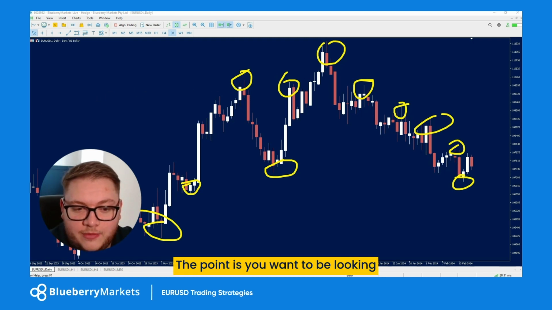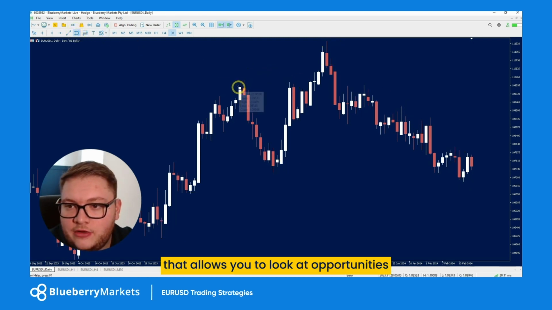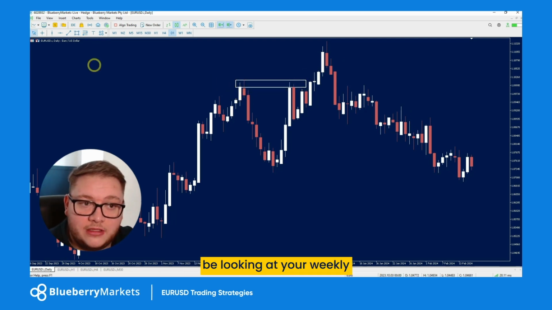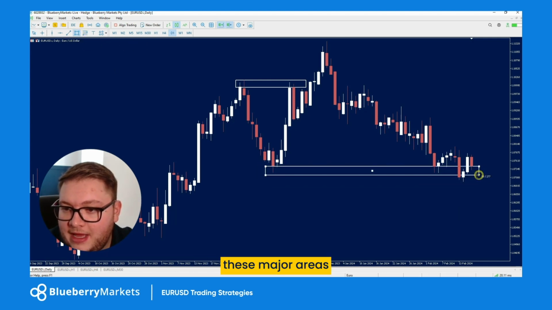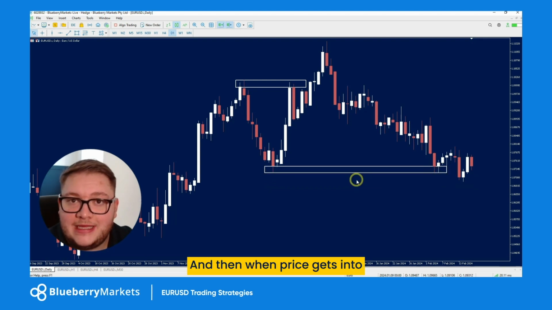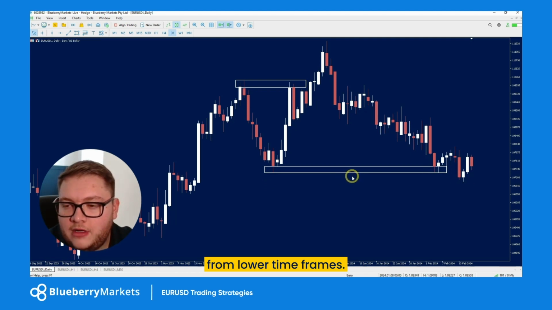The point is you want to be looking at those obvious areas of support and resistance that allow you to look at opportunities on lower time frames. So what I particularly would do would be looking at your weekly and your daily time frames, and I'd be highlighting these major areas of support and resistance, and then when price gets into these areas, I'd be looking at opportunities from lower time frames.